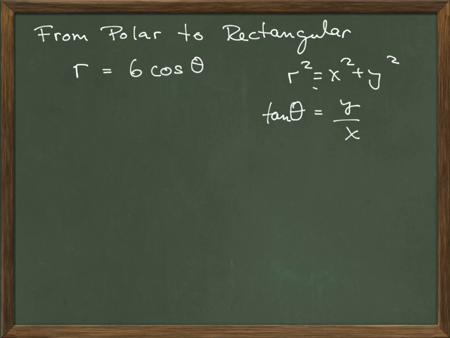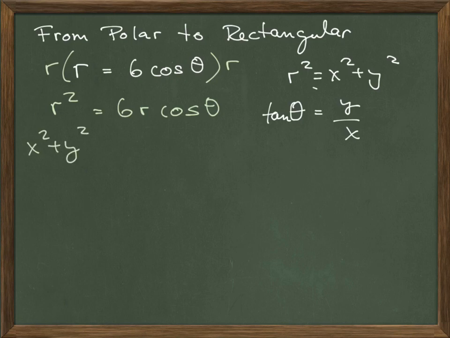So what we do, it's all about manipulating. Guess what? We're going to multiply both sides by r. So that leaves me with r squared equals 6r cosine theta. Now we can work with this. R squared is x squared plus y squared, and that is equal to 6.